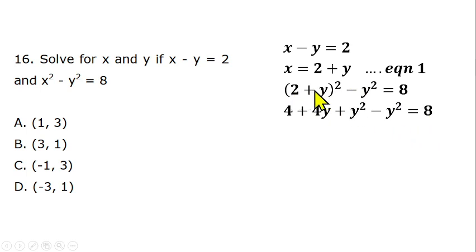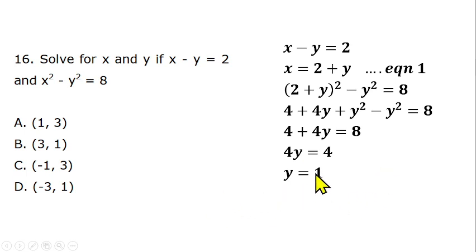So I want you to expand this bracket yourself so that you will see that we get this. Then from there, y squared minus y squared gives us 0. So that means you have 4 plus 4y equals 8. Then collect like terms, 4 to this side, you have 4y equals 4. Then also from there, you can divide both sides by 4. y will be equal to 1.